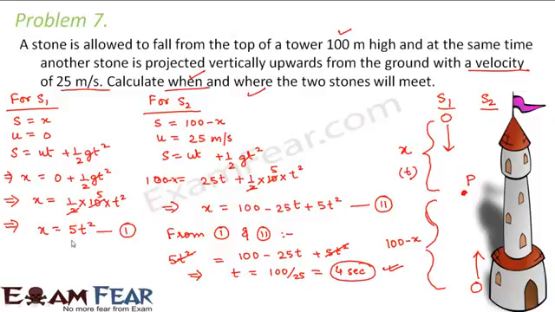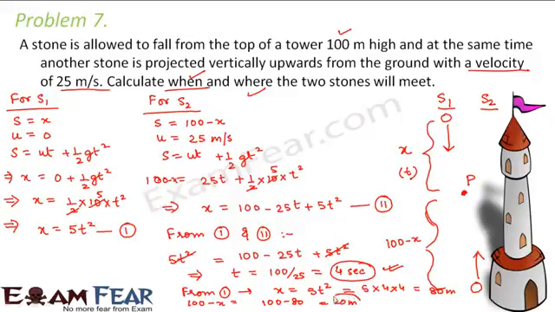Now once we found t, from equation 1 we can calculate x. So from equation 1, x is equal to 5t square, that is 5 into 4 into 4, that is equal to 80 meters. So this x is 80 meters. So what would be 100 minus x? So 100 minus x will be equal to 100 minus 80, that is equal to 20 meters. So that means the two stones will meet at a distance of 20 meters from the ground after 4 seconds, right?